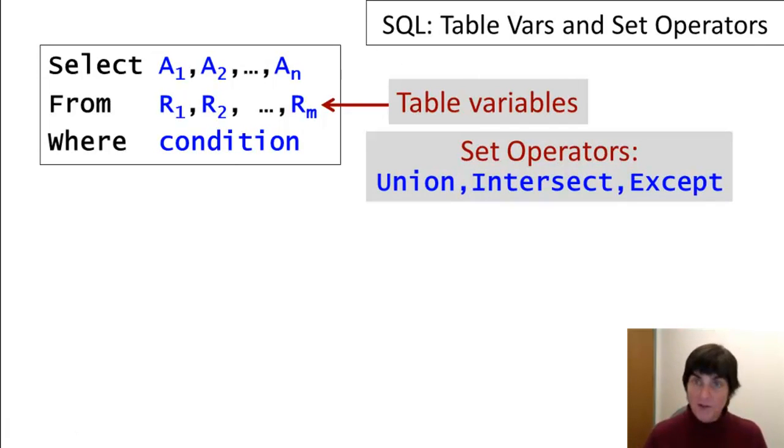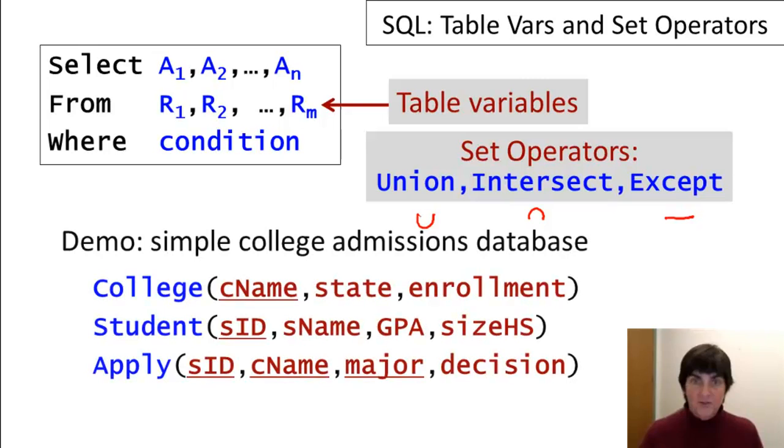The second construct we'll be learning, actually a set of constructs in this video, are the set operators. And we'll be learning the same three set operators we had in relational algebra: the union operator, the intersect operator, and the except operator, which is the minus operator. We'll be doing a demo, and the demo will use the same college admissions database that we've been using in previous demos, where we have tables about college information, and students applying to colleges. Let's move to the demo.